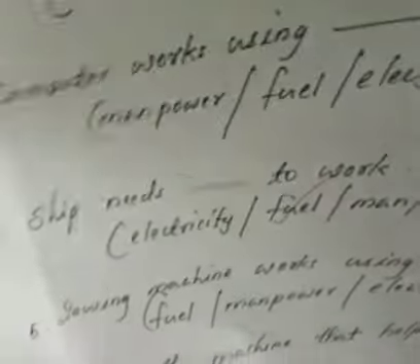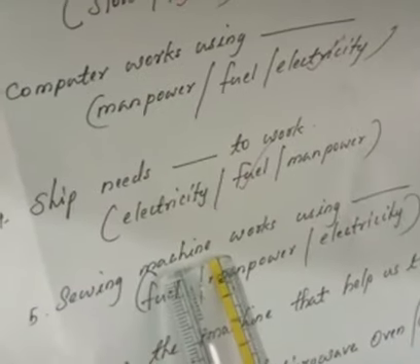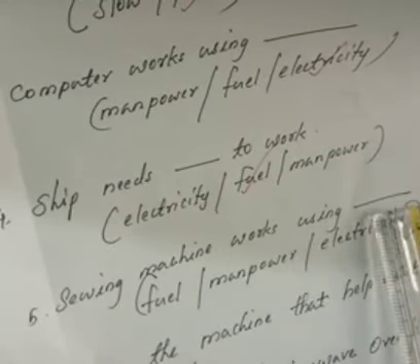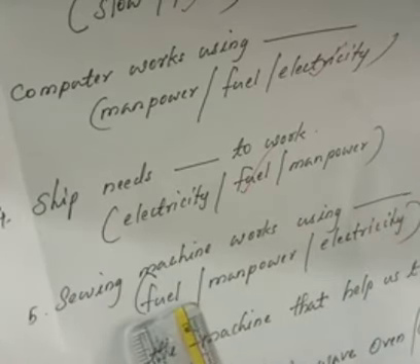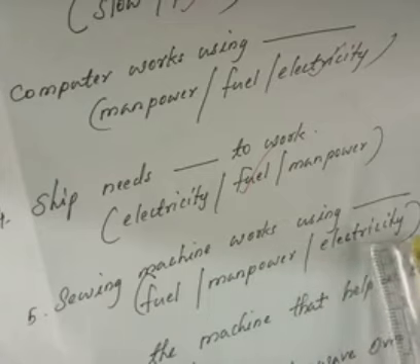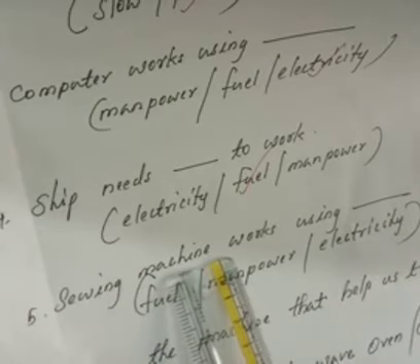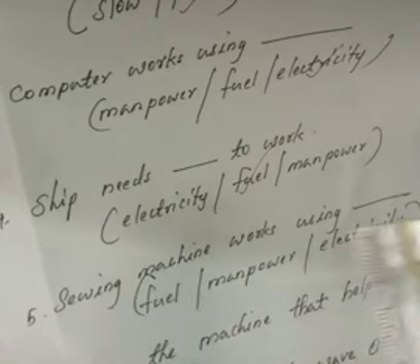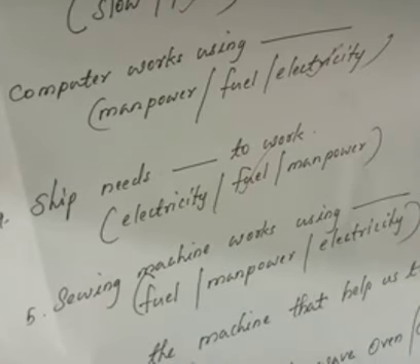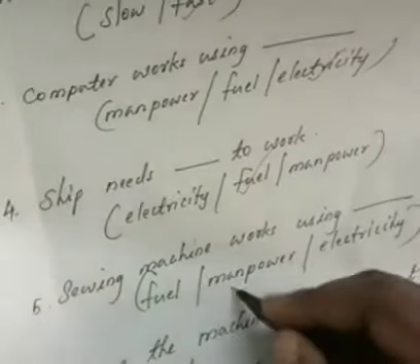And the next one, sewing machine. Sewing machine works using dash. Fuel, manpower or electricity. Sewing machine helps us to stitch our clothes. Sewing machines need which kind of power? Right, manpower. Sewing machines need manpower to work.